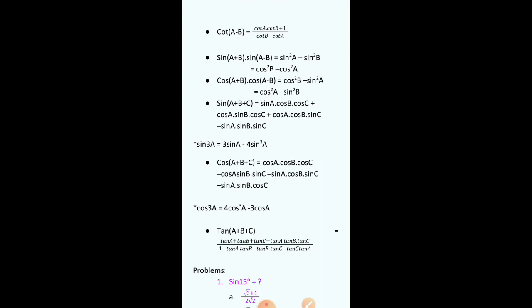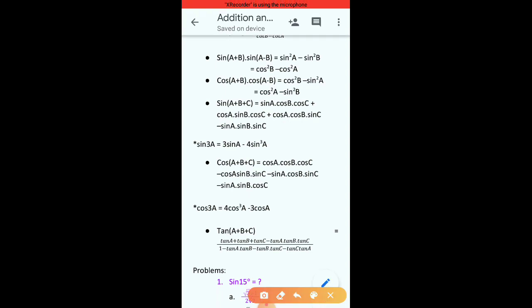Now sin(A+B) into sin(A-B), we can write it as sin square A minus sin square B. If we change sin in terms of cos, then we can write cos square B minus cos square A. And next one is cos(A+B) into cos(A-B) is equals to cos square B minus sin square A. We can also write it as cos square A minus sin square B, if we change this cos in sin and this sin in cos.